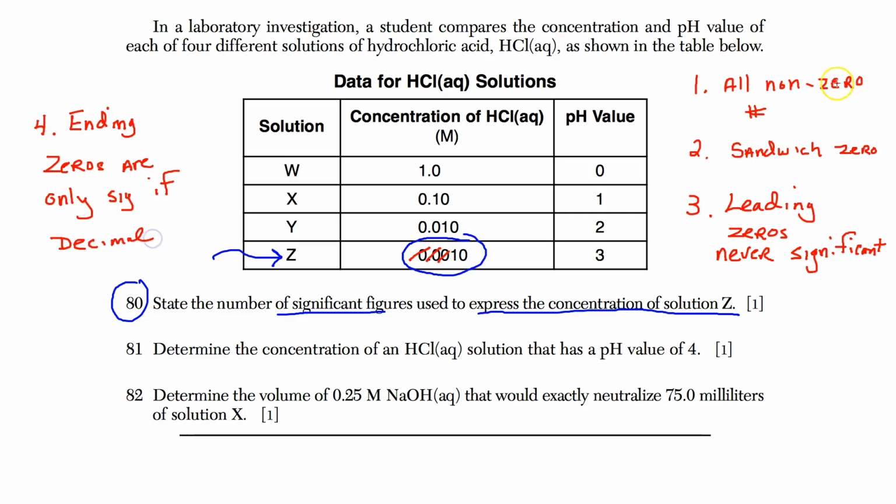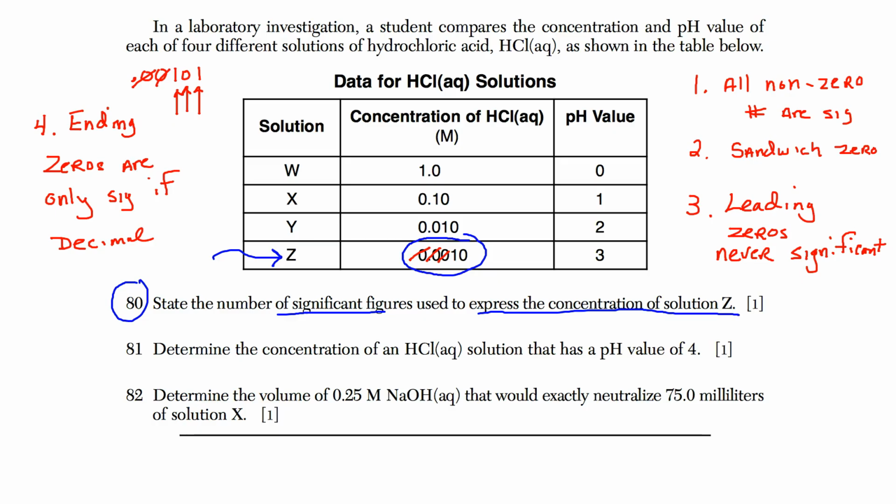Let's go through them. All non-zero numbers are significant. That's therefore the 1 counts. Sandwich zeros. We don't have any sandwich zeros, but if I had 0.00101, that would count along with the non-zero numbers because it's sandwiched between two non-zeros. Okay, leading zeros are never significant. That's why we cancel them out, because they're just placeholders to get us out to a small number. And that's why I get rid of those two.